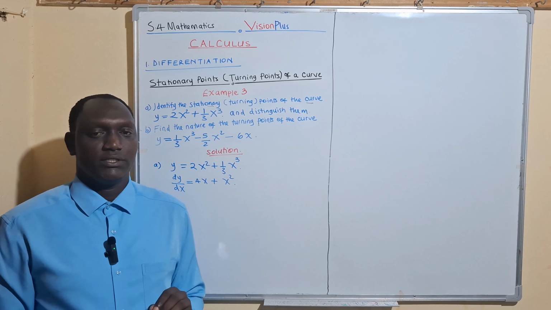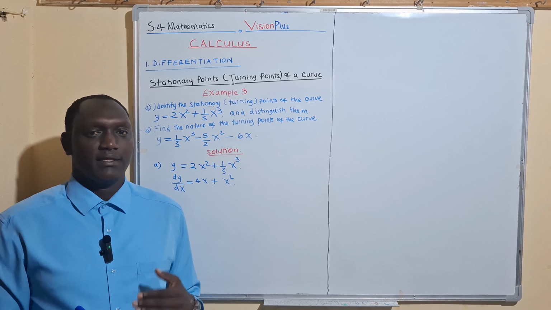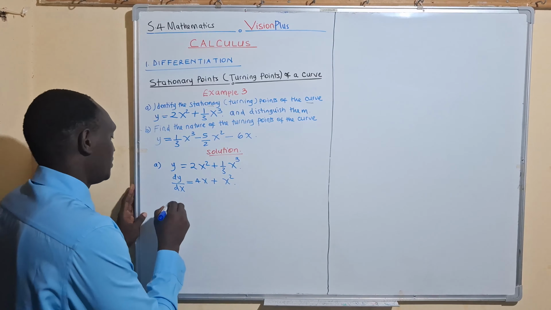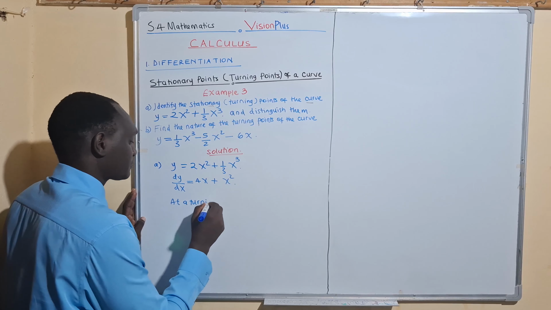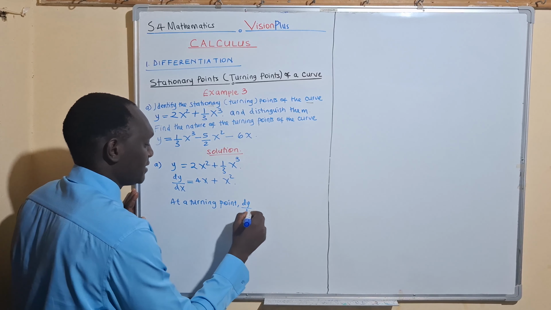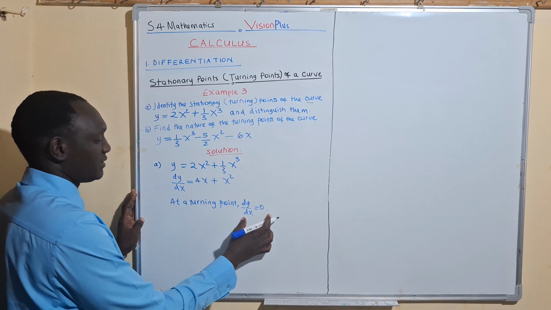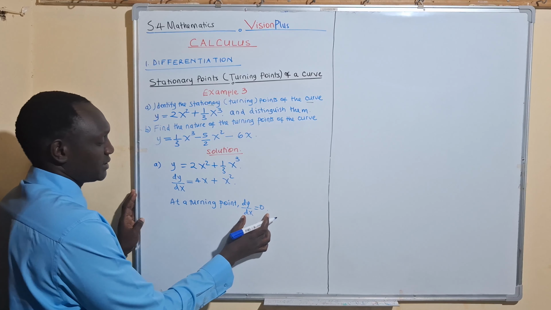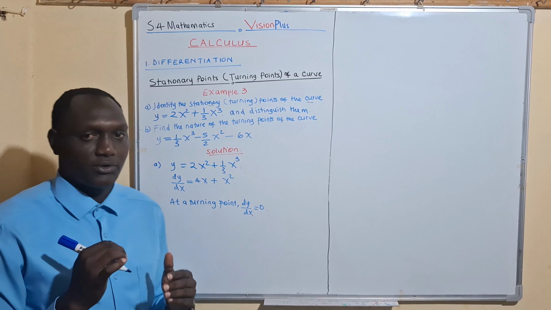What do we know at the turning point? We know that at any turning point, dy/dx is 0. In other words, the gradient of the curve at a turning point is 0. Since we know this, we can use this concept to get the coordinates of the point at the turning point.